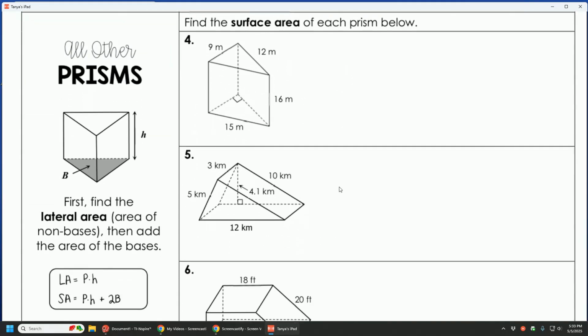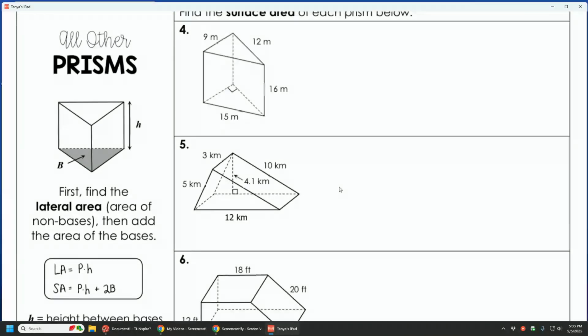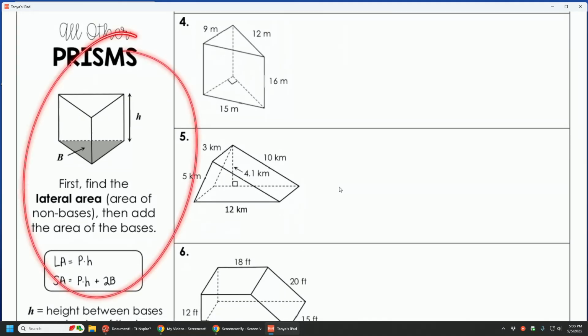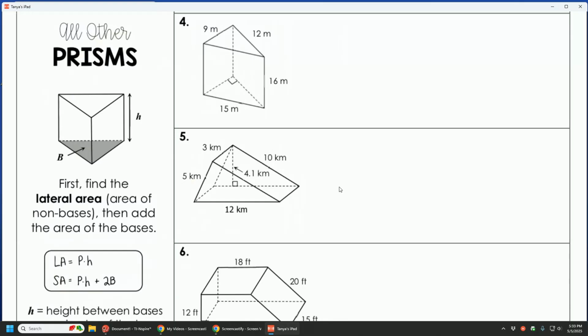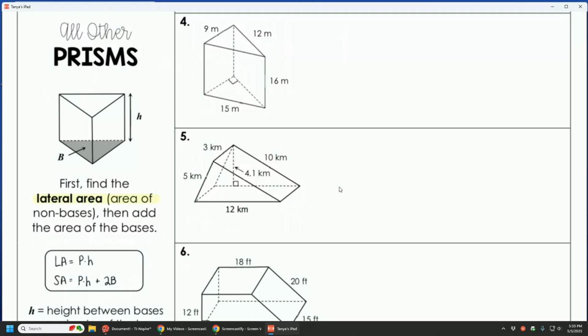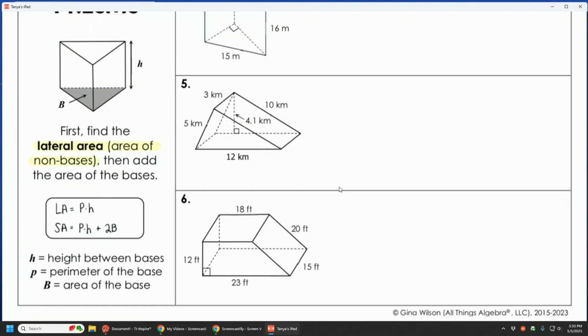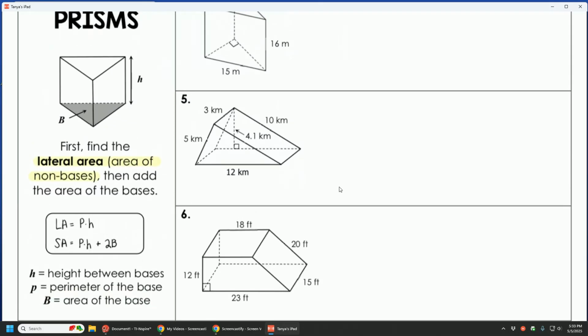For all other kinds of prisms, we're going to use this formula here. On the left side, it says the first thing you want to do is find lateral area, and that's in bold. Lateral area is the area of the non-bases. Then add the area of the bases. In that figure, you see how they have a capital B pointed to that bottom? Capital B stands for the area of the base. In this picture, it happens to be a triangle, but it could be anything. So top and bottom would be our bases. That's where this 2B is coming from.